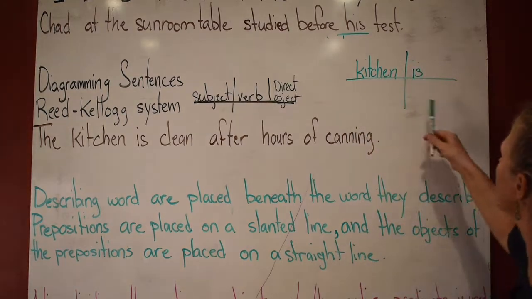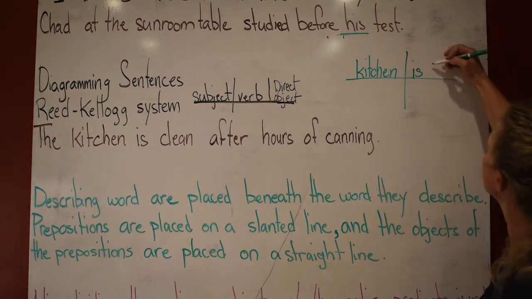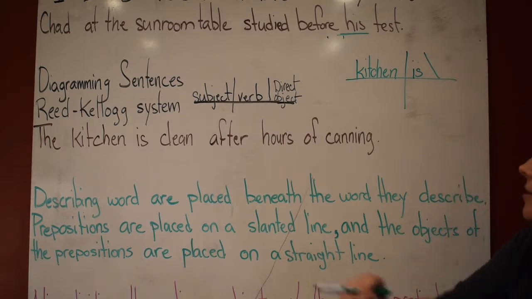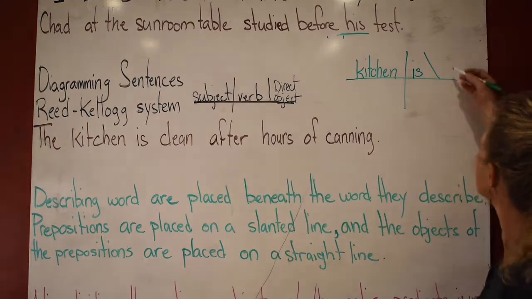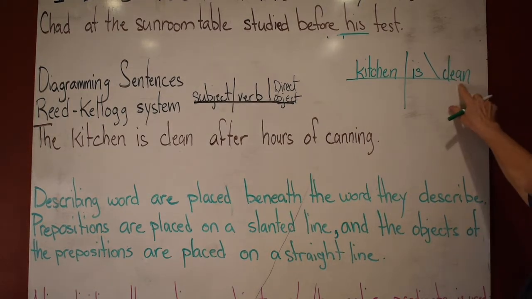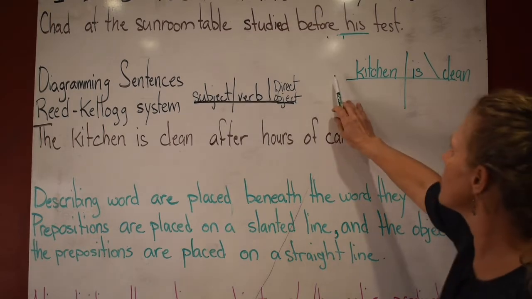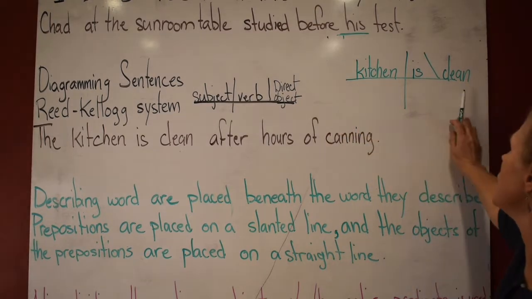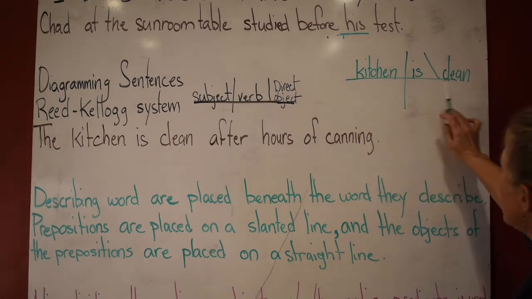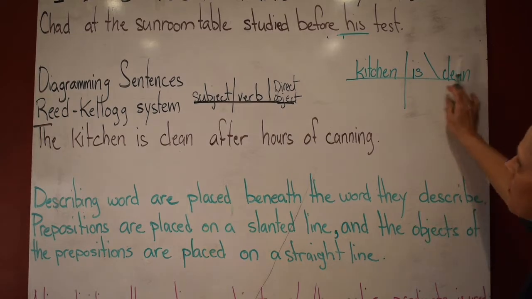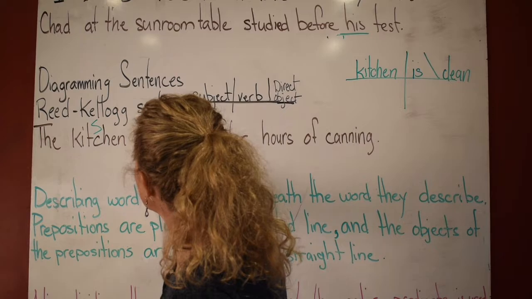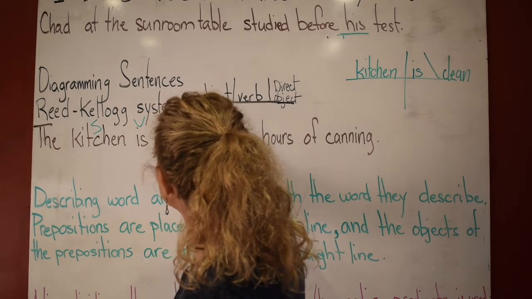Okay, now you have, which was the predicate over here. We have a predicate what? Predicate adjective. And it's clean. You know how you can tell if this is a predicate adjective? It's because, look, if we say the clean kitchen, then you know you have an adjective. The kitchen is clean. So then we know that we have an adjective. Okay, so we have our subject, verb, predicate adjective.